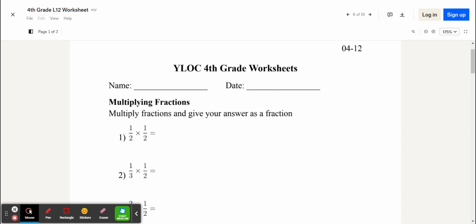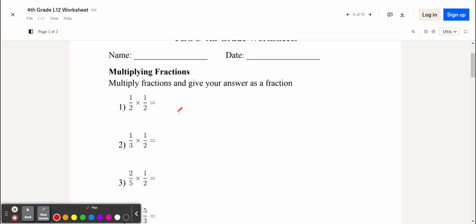For our first section, we have multiplying fractions. When you multiply fractions, you multiply the top, the numerator, and you multiply the bottom, the denominator. When you multiply these together, that's your new fraction. So in this case, the fraction will be 1 times 1 on the top and 2 times 2 on the bottom, which is 4. So 1/2 times 1/2 is 1/4.